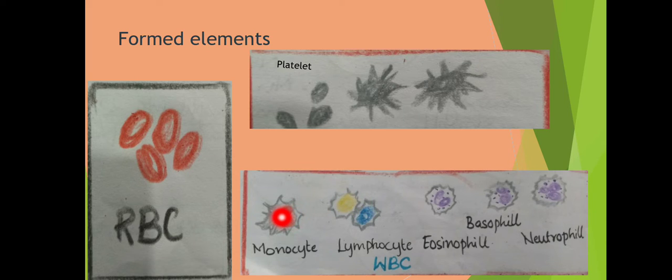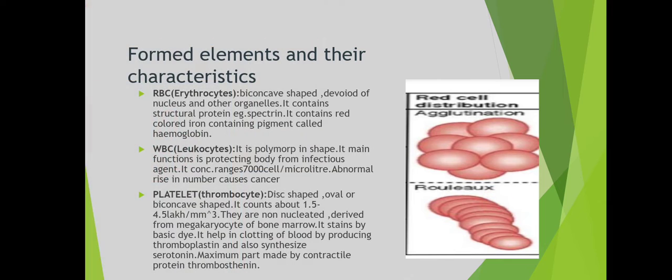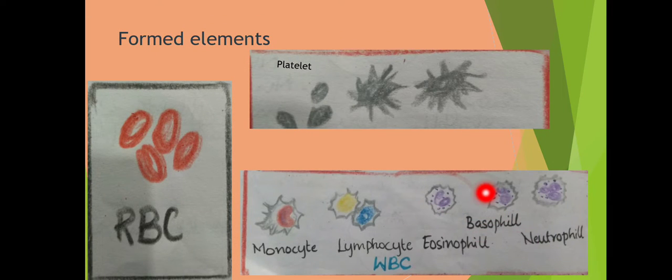In the monocytes, one noticeable thing is that the nucleus is kidney shaped, whereas lymphocytes have a spherical nucleus. In the eosinophils the nucleus is bilobed; here two lobes can be seen. In the basophils, the nucleus is trilobed, whereas neutrophils have a multilobed nucleus, and in females the neutrophils also contain a bar body.